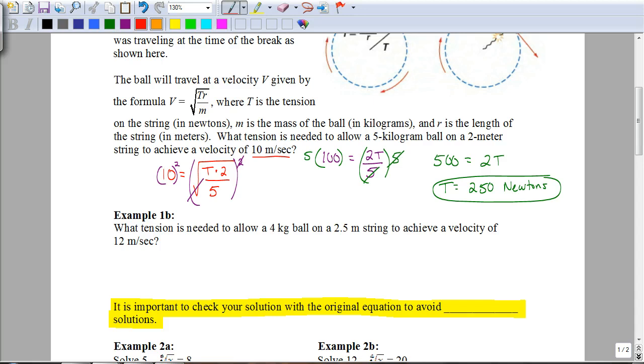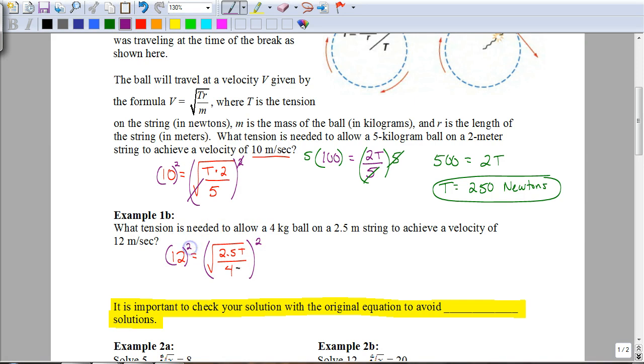Okay, so this time you're dealing with a 4 kilogram ball on a 2.5 meter string. And we're trying to figure out how much tension is needed to achieve a velocity of 12 meters per second. So since our velocity is 12 meters per second, that's what goes on the left. 12 equals a square root. And then again, we're trying to figure out the tension when we know that we have a 2.5 meter string and a 4 kilogram ball on the string. Okay, so now we want to take and square each side.